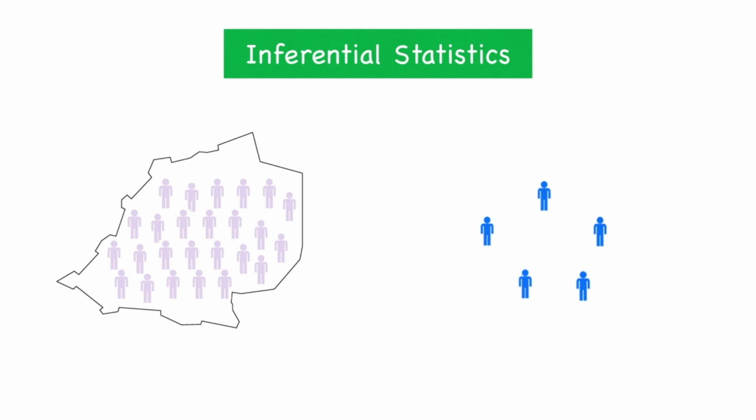So whenever there is a lot of data involved and it's not possible to study it in full, we use inferential statistics. These are the two broad areas of statistics: descriptive statistics, which helps us to summarize data, and inferential statistics, which helps us to make inferences about a population from samples.